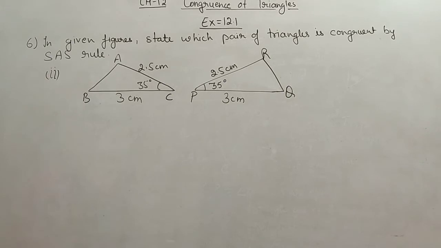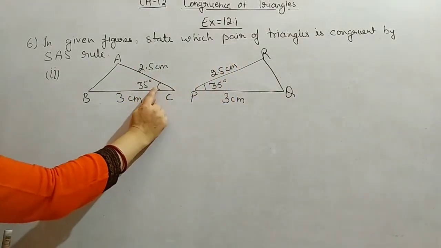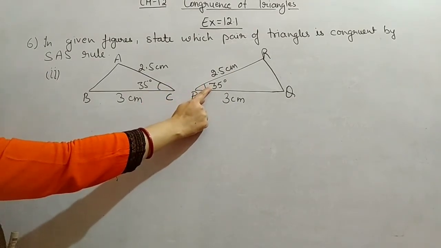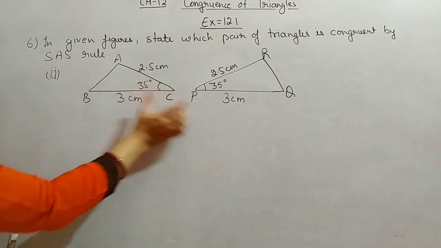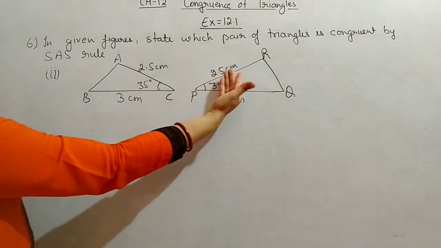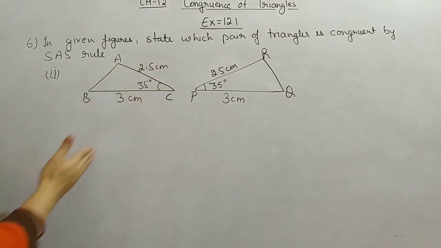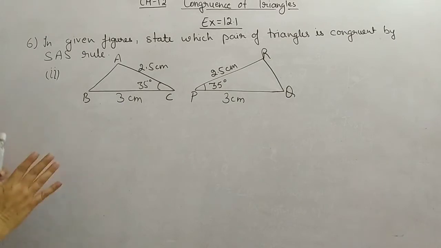Next, second part of question number 6. Here two triangles are given. If you see carefully, you will come to know that this side is 2.5, this is also 2.5. This angle is 35, this angle is 35. This is 3 centimeter, this one also 3 centimeter. These two triangles are exactly same. If you take up this triangle and flip and keep like this, both the triangles will overlap each other. It means these two triangles are congruent.